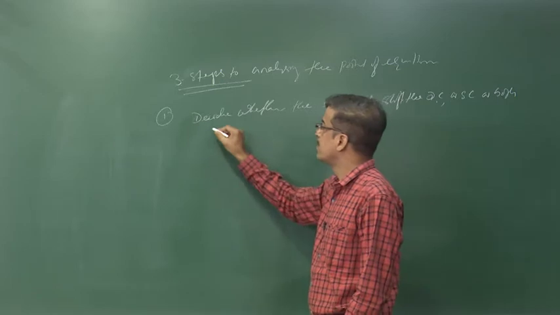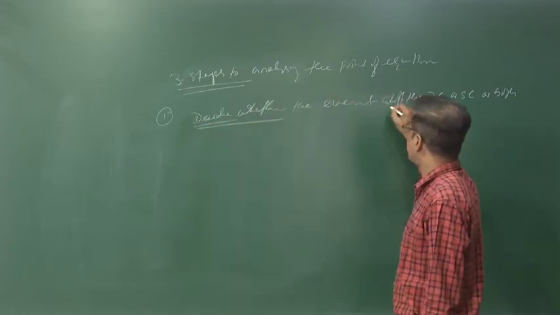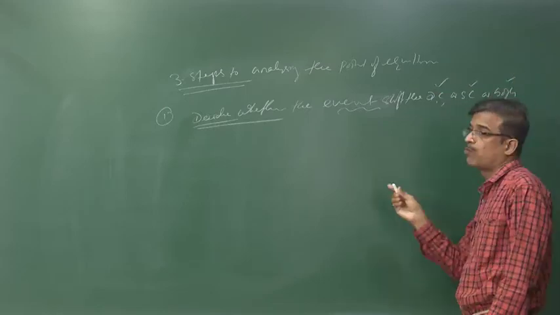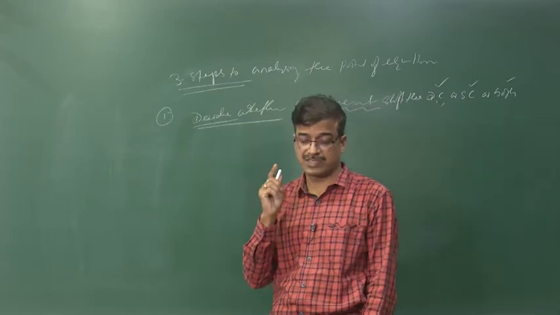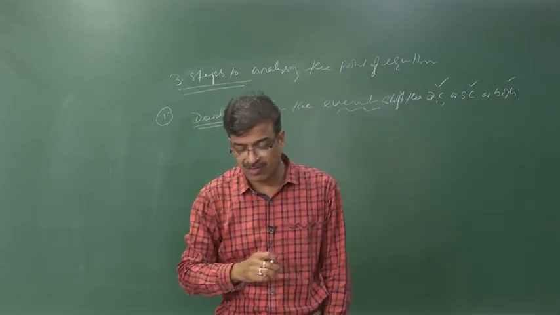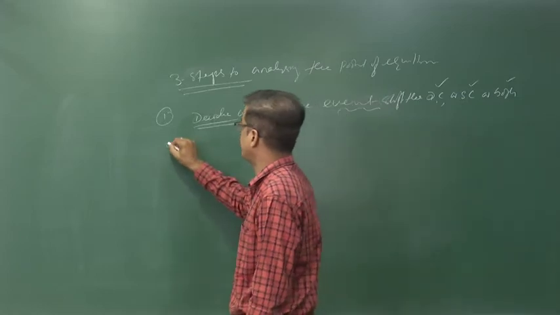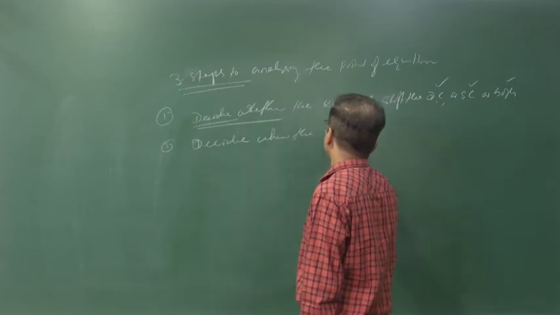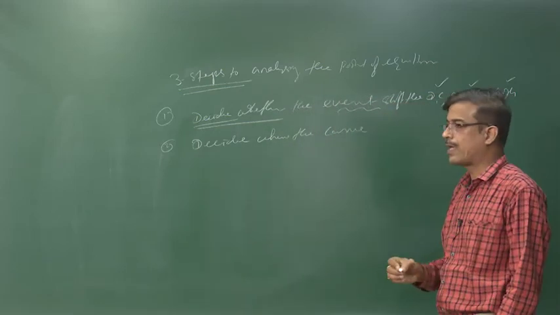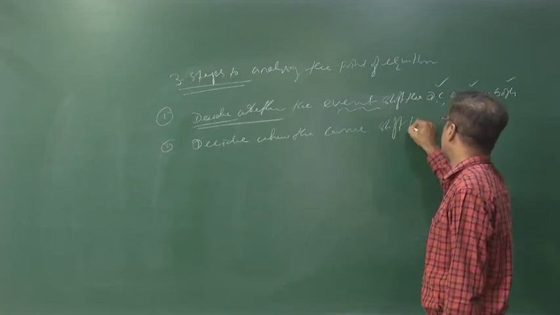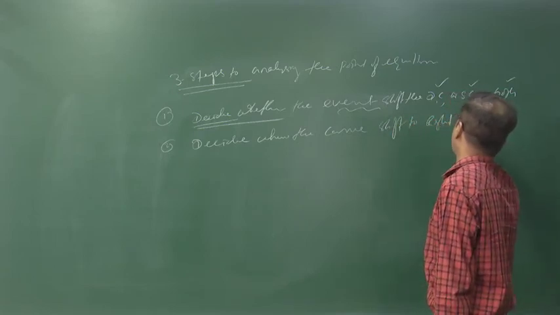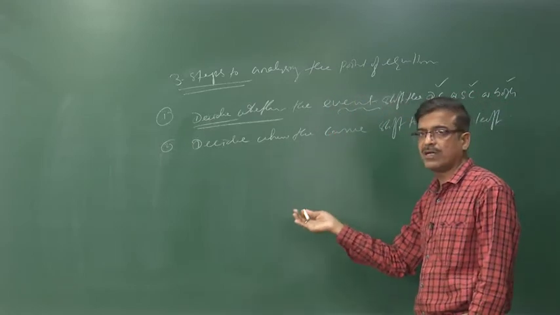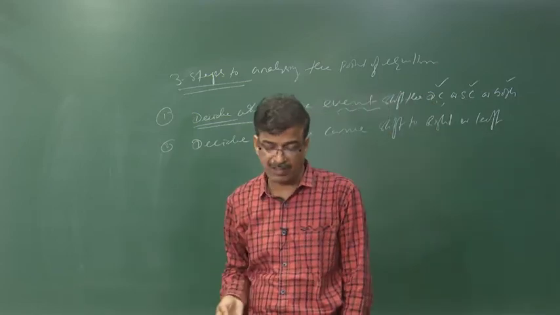You have to decide whether the event shifts which one: the demand curve shifted, the supply curve shifted, or both shifted. That is the first step. Next, decide whether the curve shifts right or left. Both the demand curve and supply curve may shift to the right or left, so you have to decide which way.